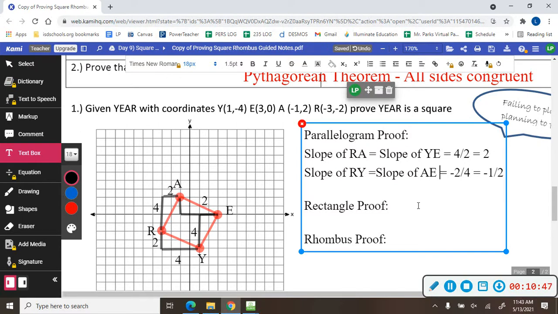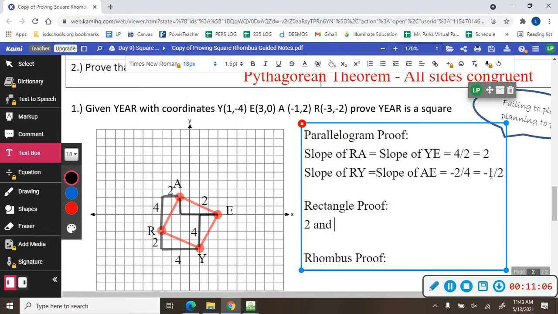To prove it's a rectangle, rectangle means that 2 and negative 1/2 are opposite reciprocals. So if I take 2 over 1 and I flip it, I get 1 over 2, and you change the sign. So I would say 2 and negative 1/2 are opposite reciprocals. That's all you have to say. And because they're opposite reciprocals, that means they're 90-degree angles. They're perpendicular. That's another step to have a square. A rhombus does not have to have 90-degree angles.